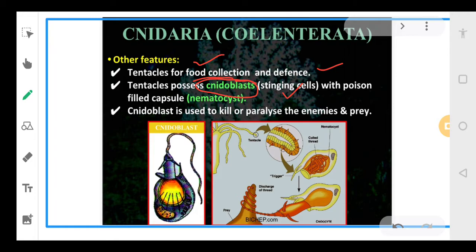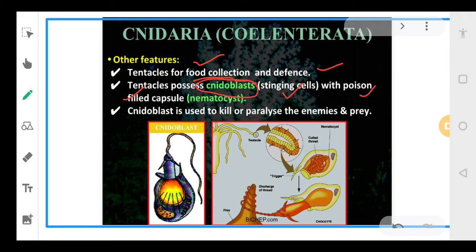These stinging cells paralyze the prey because they contain a poison-filled capsule. What do we call that capsule which contains the poison? Pneumatocyst.